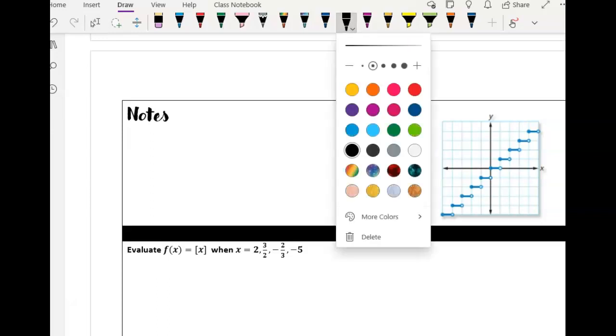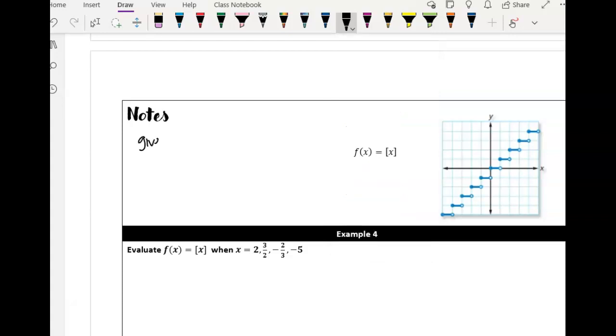All right, so this is what is called a greatest integer function. It's also sometimes called a step function. Basically it's just saying it gives you the greatest integer. That's the best way to say it and how to define it. So this symbol, this little bracket symbol, is letting us know what's the greatest integer.